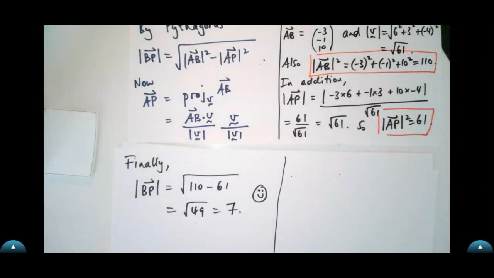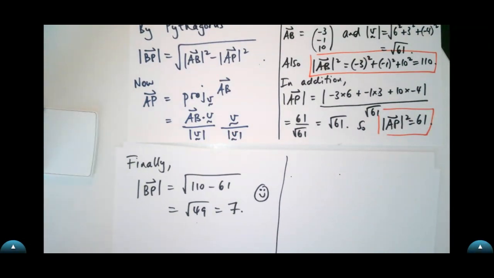Okay. Let's go back to the PDF. All right. So that's a little bit about dot product and projections and minimum length. Okay. Let's have a look at another question.